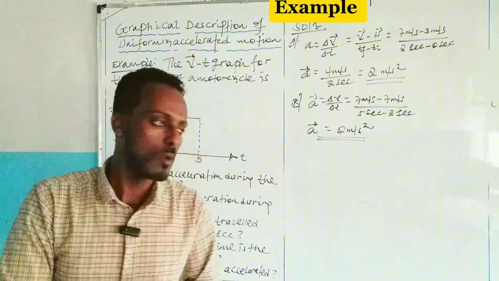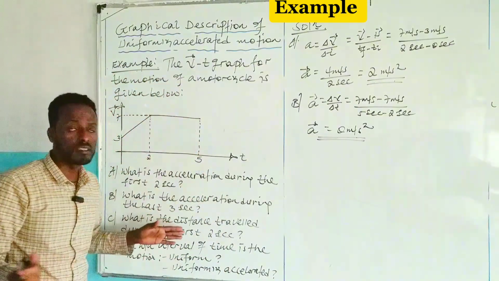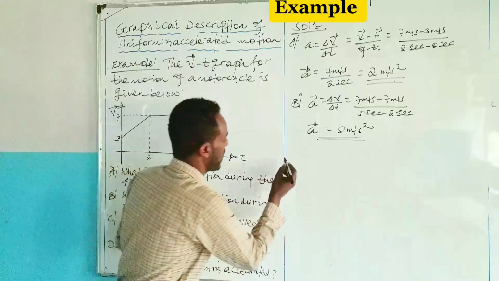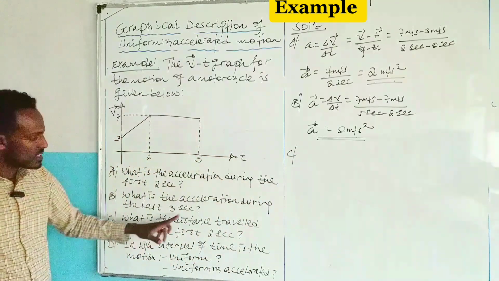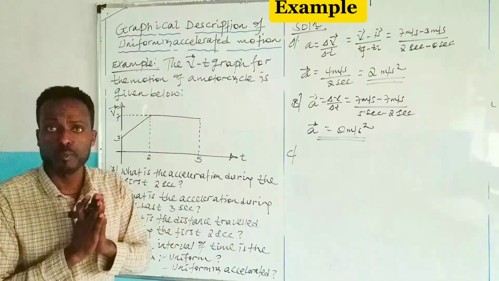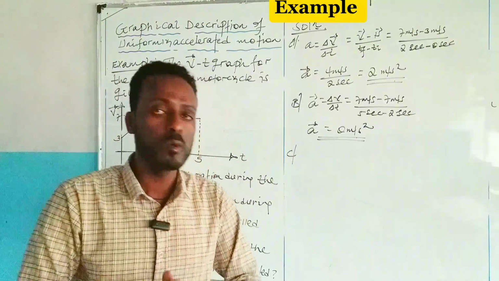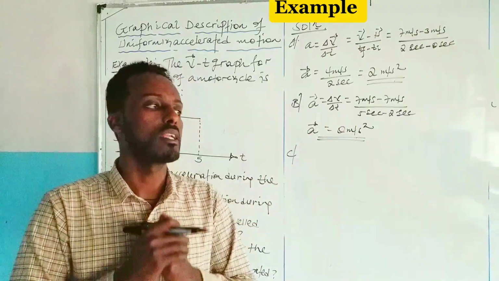በመጨረሻዎቹ 3 ሰከንዶች ኦብጀክቱ ወይንም ሞተር ሳይክሉ አክሰለሬት አላረገም ማለት ነው። So let's proceed to see what is the distance traveled during the first 2 seconds. በመጀመሪያዎቹ 2 ሰከንዶች ኦብጀክቱ ምን ያህል ዲስታንስ ከቨር አድርጓል?